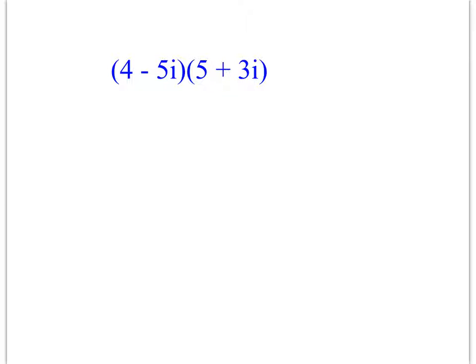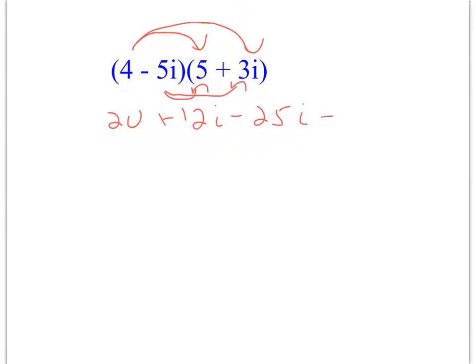Okay, let's try this guy right here. We're going to FOIL this binomial times a binomial. So I'm going to start by doing 4 times 5, which of course is 20. 4 times positive 3i is plus 12i. Negative 5i times 5 is negative 25i. And negative 5i times 3i is negative 15i squared.